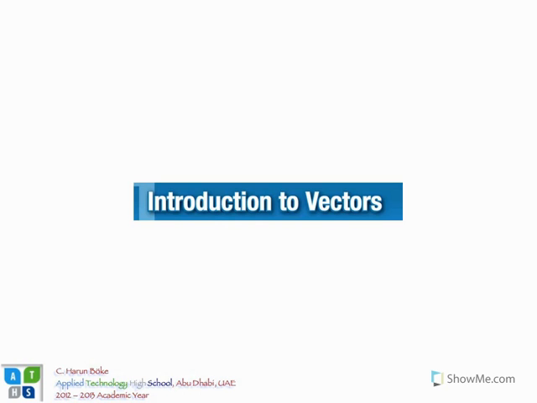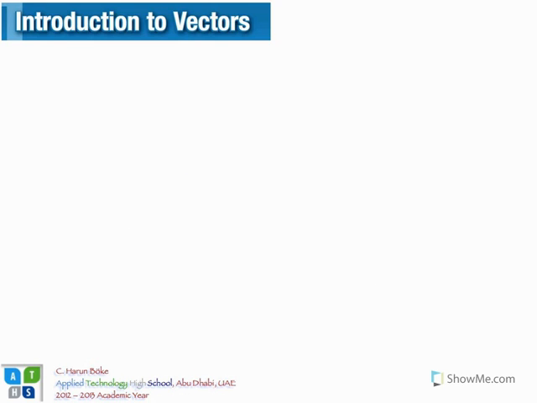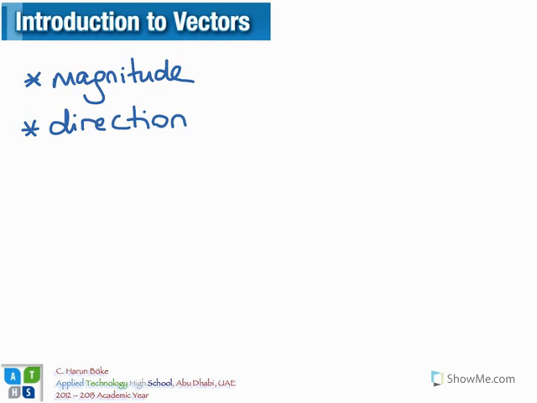In this video, we are going to see how to describe vectors from the information given and how to perform operations with vectors like addition, subtraction, and scalar multiplication. A vector has magnitude and direction. We represent vectors with an arrow to some specific direction, and we are going to describe the direction with angles.